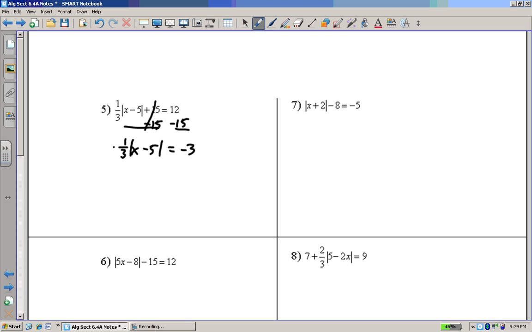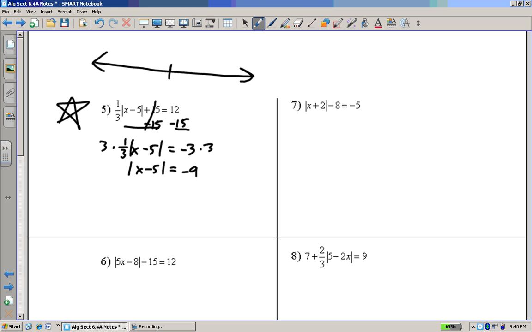Okay, we're going to multiply both sides by 3. A third of 3 is 1. We don't really need to write the times 1. And we end up with a very interesting scenario here. For this one, we actually need to go back to the definition of the absolute value.